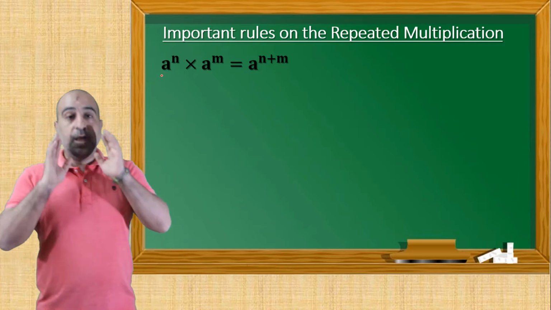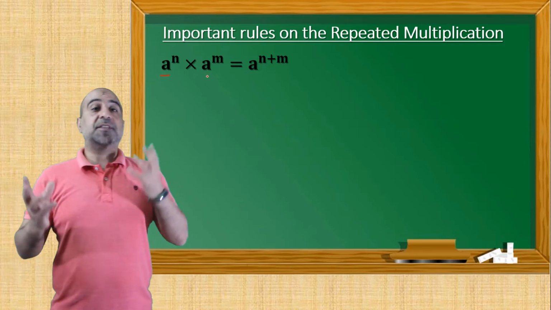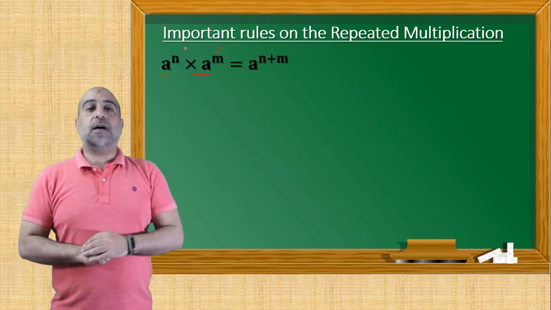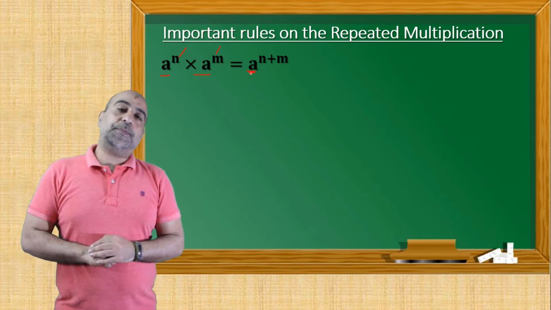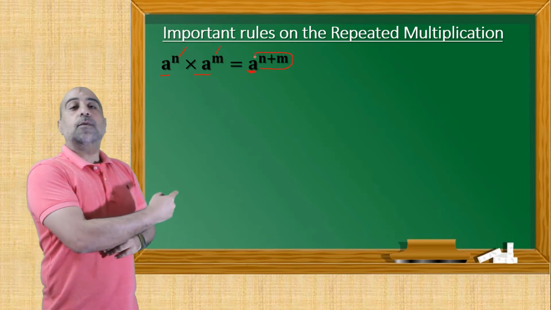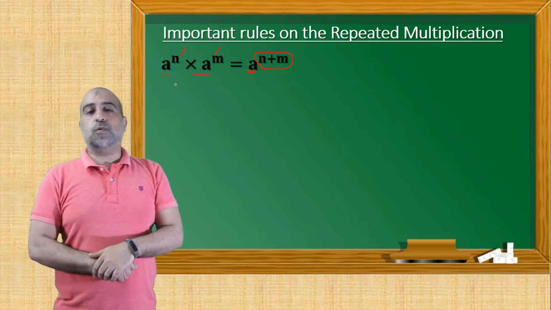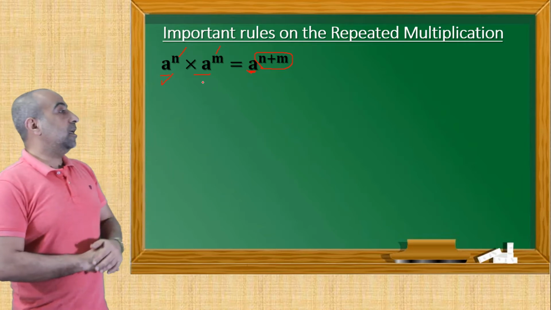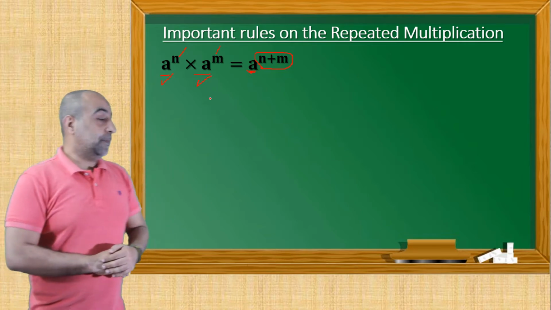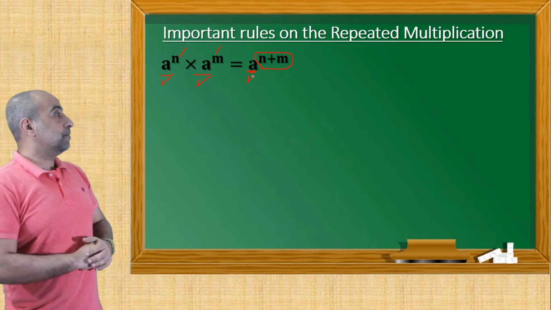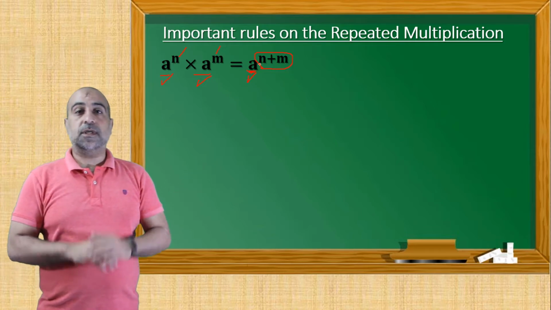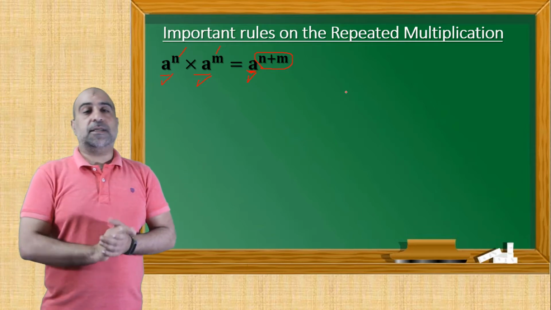multiplication rule. In the multiplication, if the bases are equal and the powers are different, then the result will be the base with the sum of the two powers or more than two powers. Just like a to the power of n multiply a to the power of m is equal to a to the power n plus m.